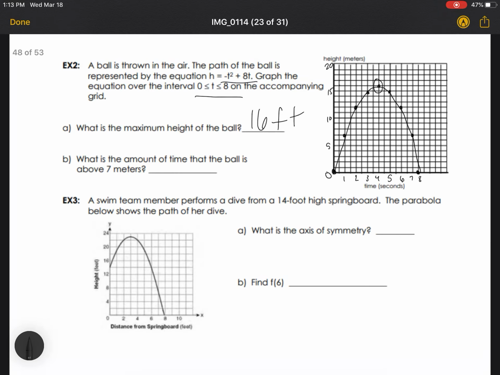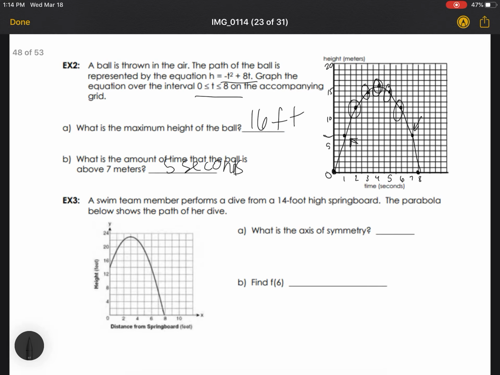What is the amount of time that the ball is above 7 meters? So 7 is here. Right, 7 is right here. So the time that it's above 7 is going to be 1, 2, 3, 4, 5 seconds. That's going to be this point, 2, 3, 4, and 5. Here and here, we're actually just at 7, so we don't want to count those as above 7, obviously.